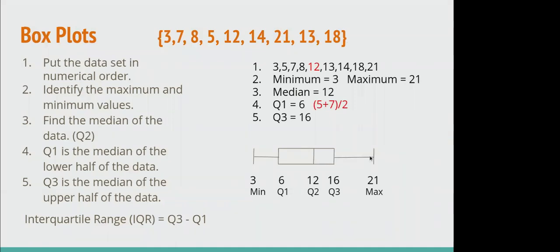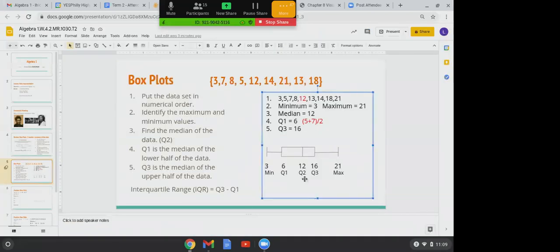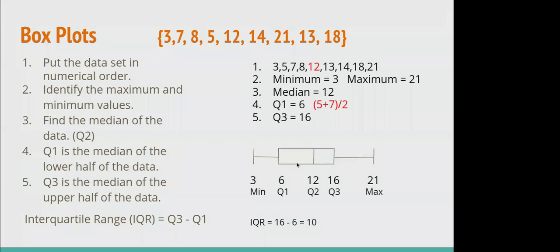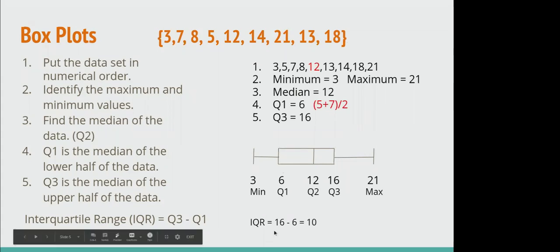Okay? And then the interquartile range, the IQR, is the upper end minus the lower end. Now, this is not mathematically correct. You should only have one set of equal signs, but just for our demo. So the interquartile range is 10. That means that the distance between the middle of the high end and the middle of the low end is 10. Okay? And we'll use that a little later on.